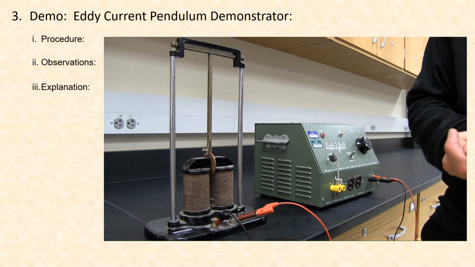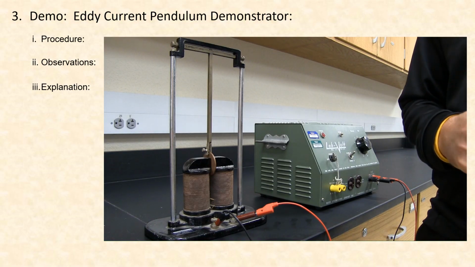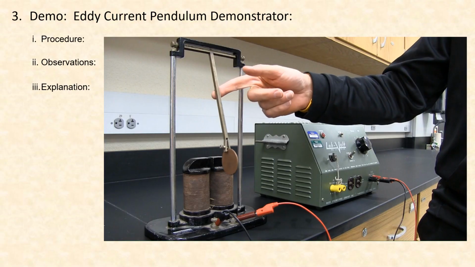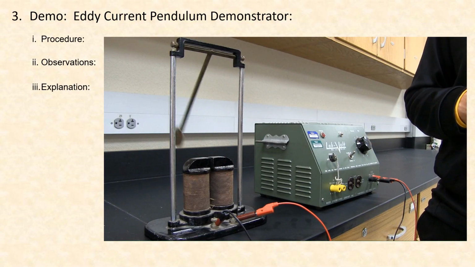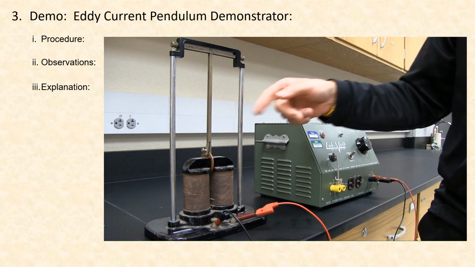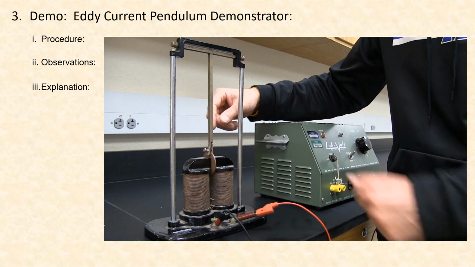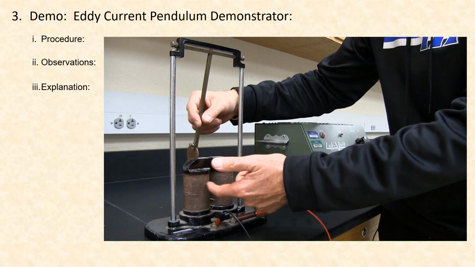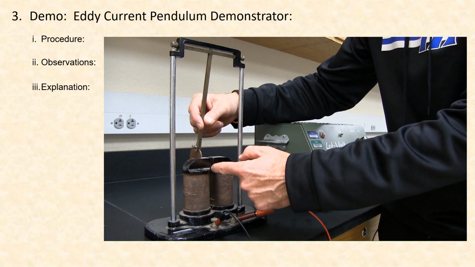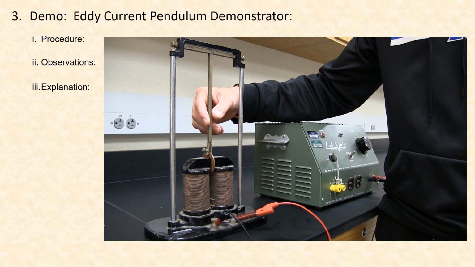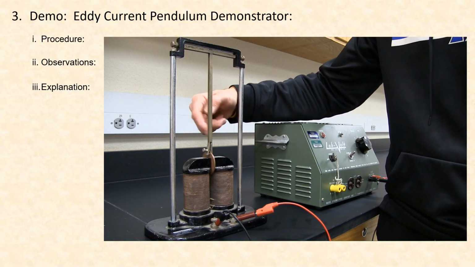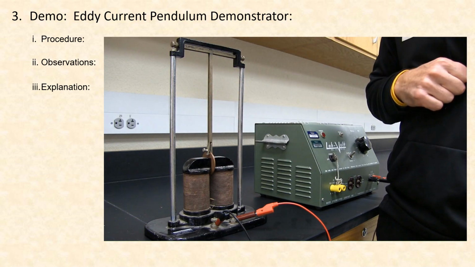So here we have a nice way to demonstrate this phenomenon of eddy currents. You'll notice here we have a pendulum, and right now the pendulum is free to swing back and forth. In this region, when the pendulum is hanging down, we have these two solenoids here, which are going to produce a pretty intense magnetic field in the region where the disc of the pendulum is in this position.